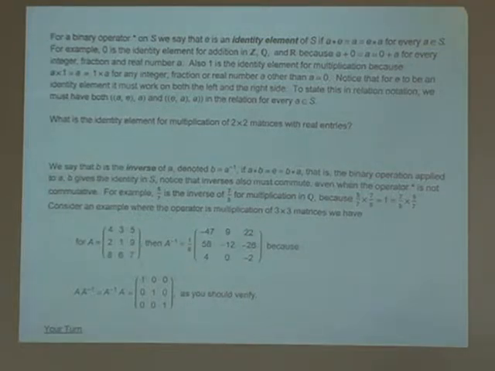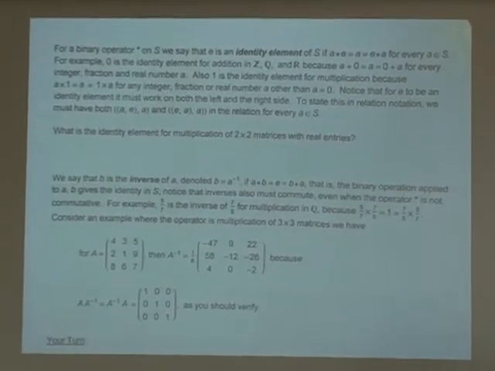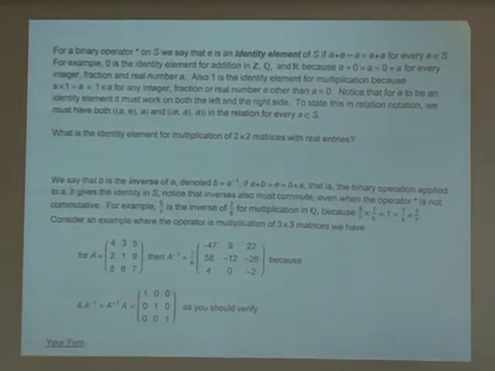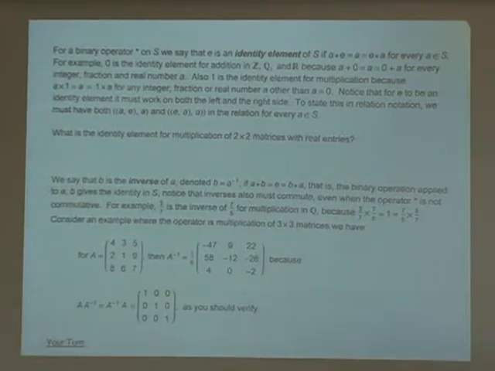That's true for every integer, every fraction, every real number, and in fact, for every complex number. 1 is the identity element for multiplication, right? So the identity is associated with a binary operator. Different operator, different identity. Because 1 times anything gives me that thing back on both sides. For any integer, any fraction, any real number, any complex number.